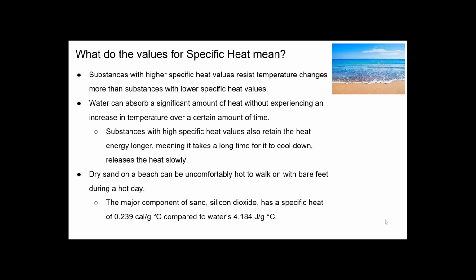So what do the values for specific heat mean? Substances with high specific heat values resist temperature changes more than substances with lower values. A perfect example is going to the beach. If you're walking on the sand, it will get very hot very quickly, yet when you get to the ocean water, it's very cold. Those are two different specific heat values. Water takes a lot of energy to heat up even a little bit. On a hot day, you jump into a cold pool. Yet the sun's bearing down on that same sand, which is next to the cold water, and it's very hot. It transfers heat a lot quicker and doesn't hold heat as much as water can.